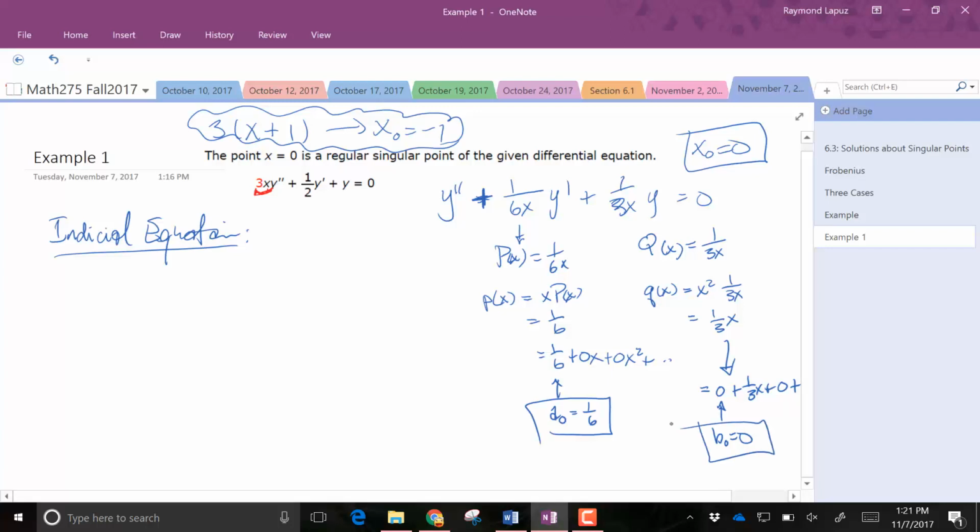So now we can create our indicial equation. What was it? R minus 1 plus or minus 1/6 R plus or minus 0. I don't know. I'm just making it up now.